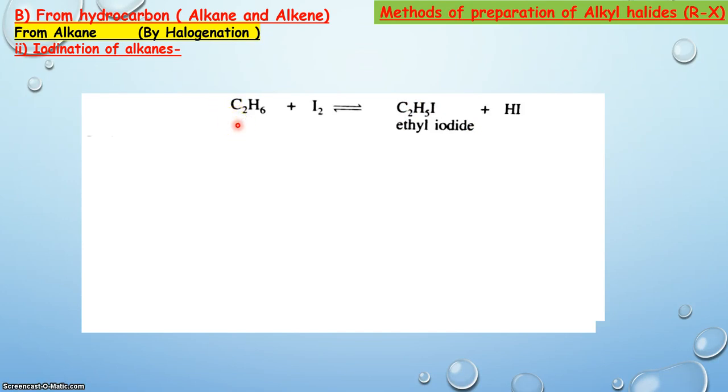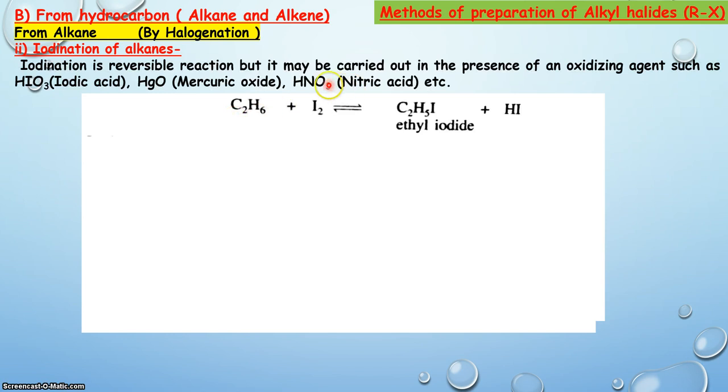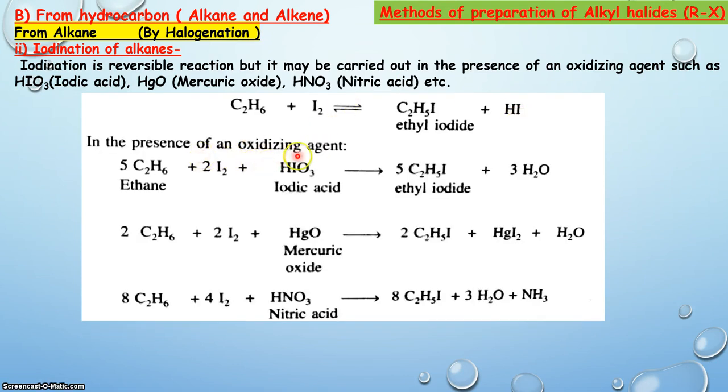For such a kind of reaction, to avoid this reversible reaction, we have to carry out this reaction in presence of an oxidizing agent like HIO3, iodic acid, HgO, that is mercuric oxide, and nitric acid. These oxidizing agents decompose this hydroiodic acid and prevent the backward reaction. So here are the examples which take place in presence of oxidizing agent. The reactant is the same in all the reactions, that is ethane. You can observe here, on iodination, the balancing is different. In presence of different oxidizing agents, we are getting the product, that is ethyl iodide.